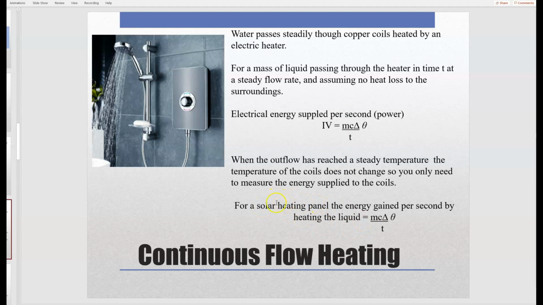Same thing, if you have a solar heating panel on your roof that heats up water, the energy gained per second by that water is MC delta theta over T. It's the same thing, it's the power that you get. Okay, there are some questions in your book that you can have a go at if you have some time.